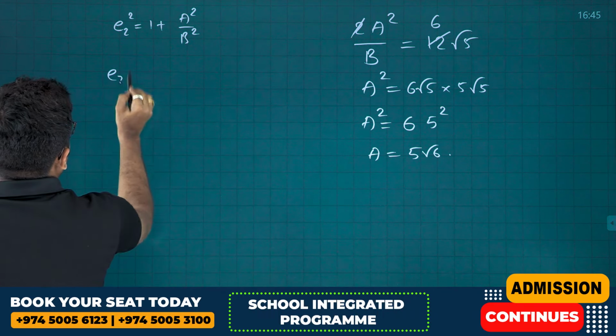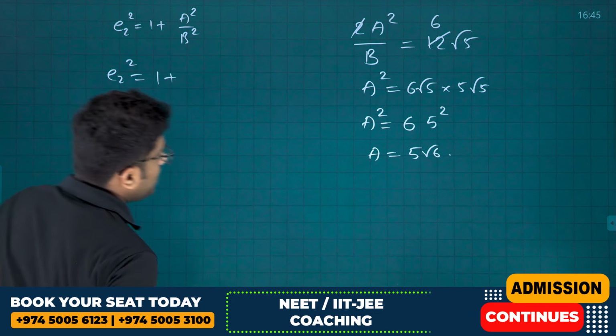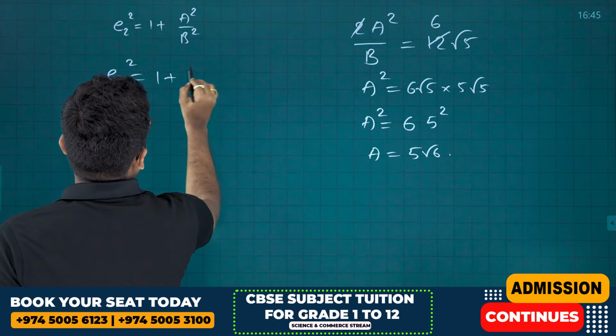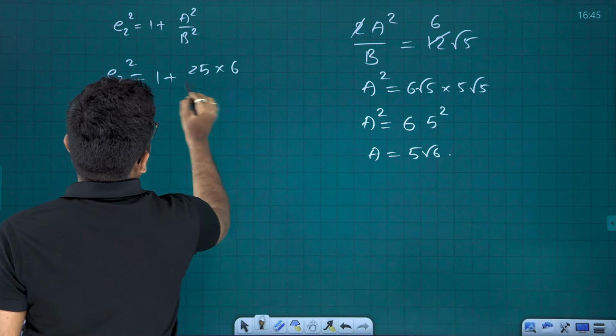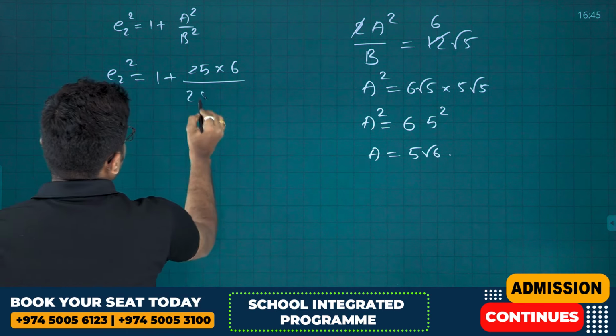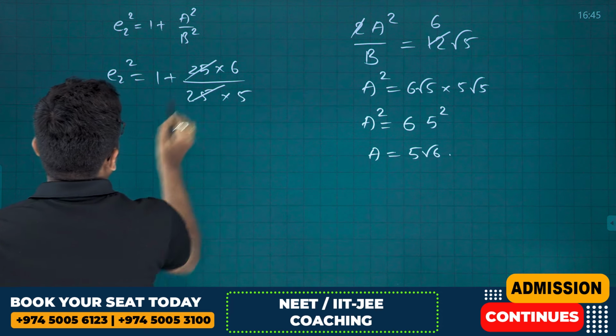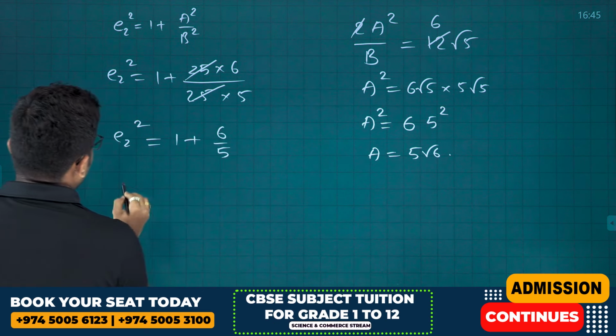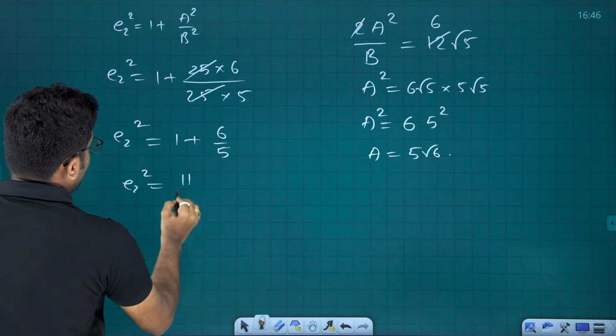Now E2 square is equal to 1 plus A square by B square. A square is 25 into 6 divided by B square, which is 25 into 5. So E2 square is equal to 1 plus 6 by 5. E2 square is equal to 11 by 5.